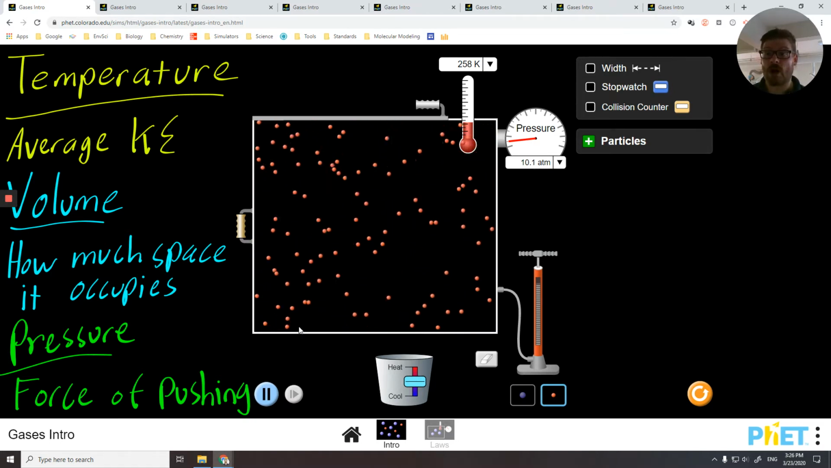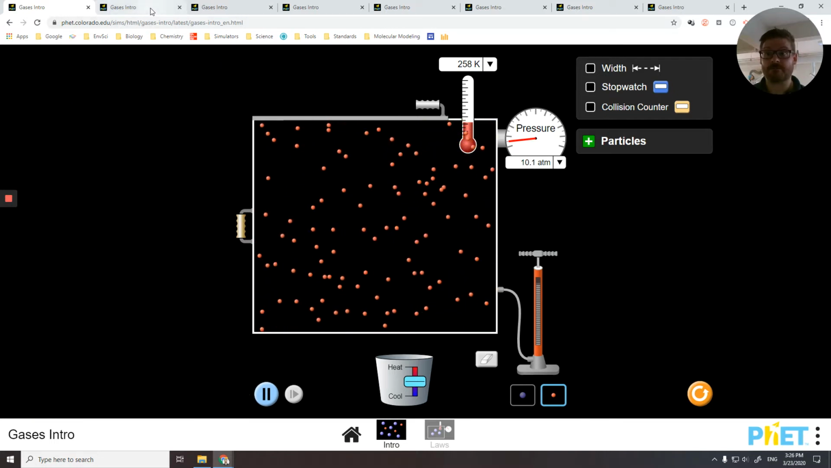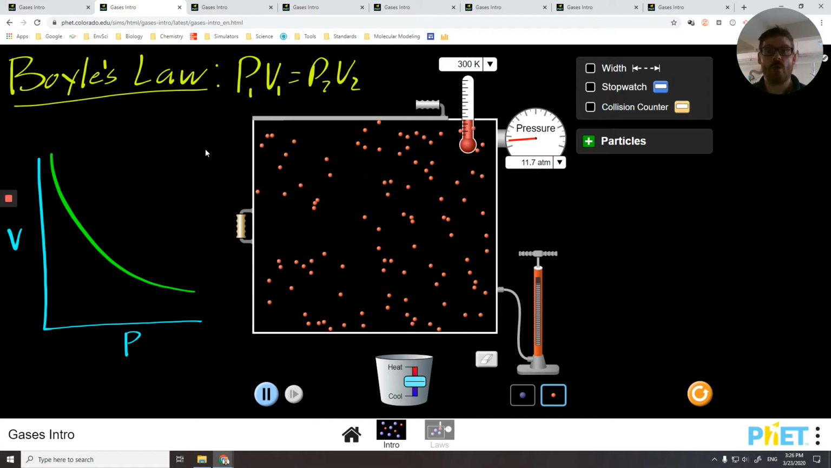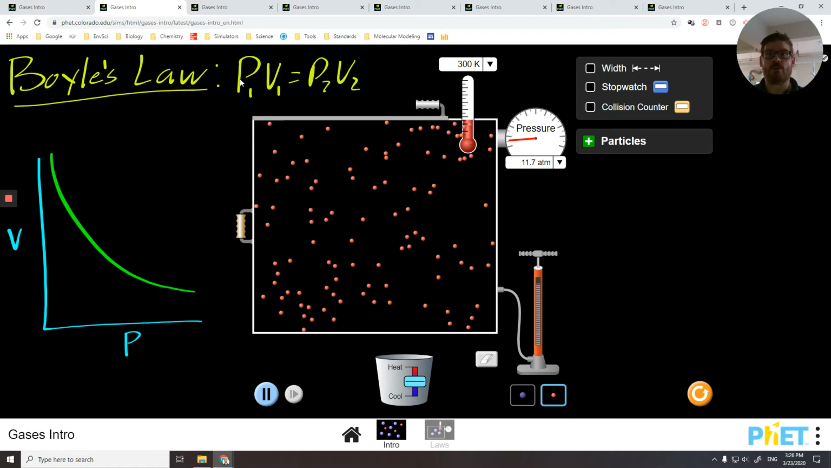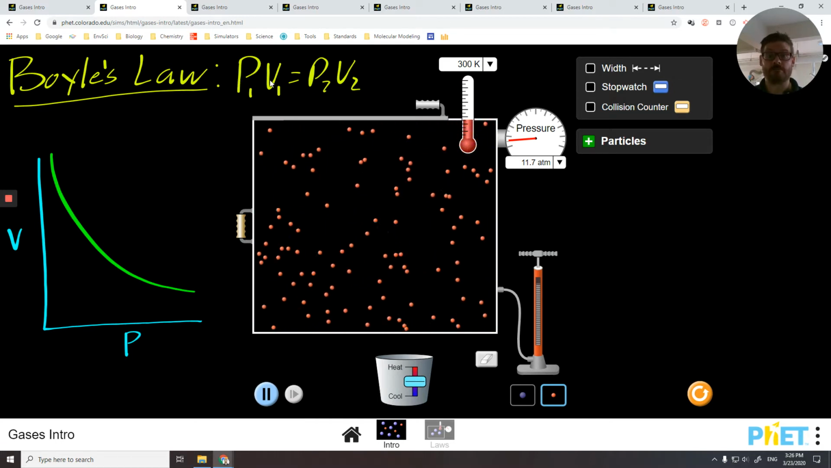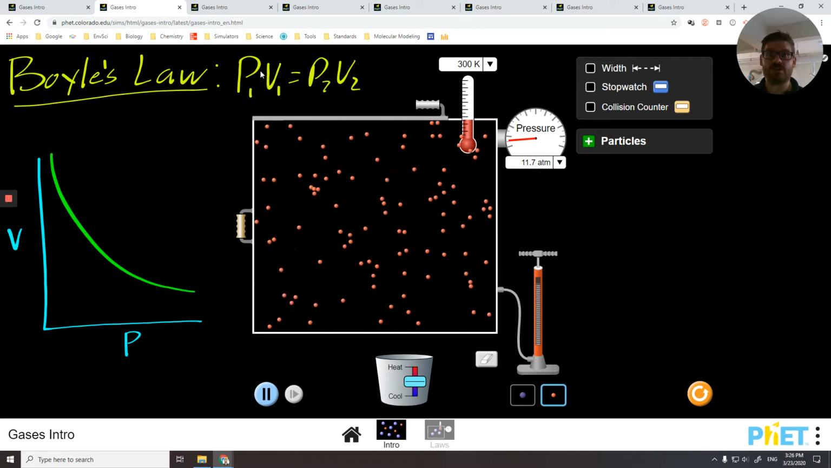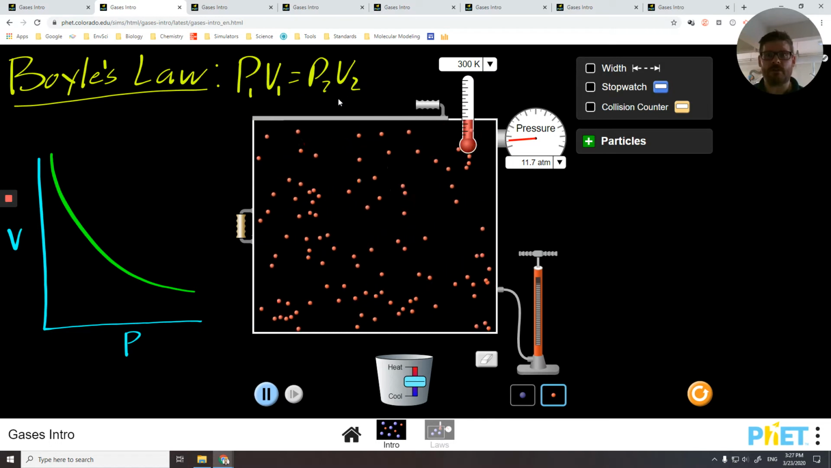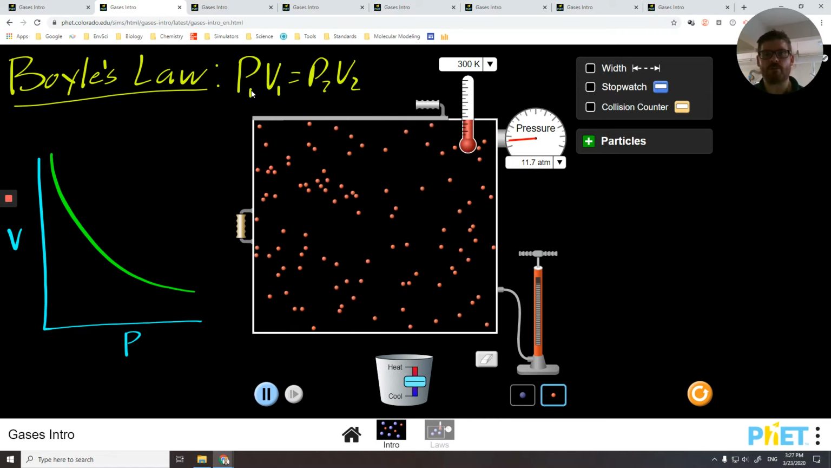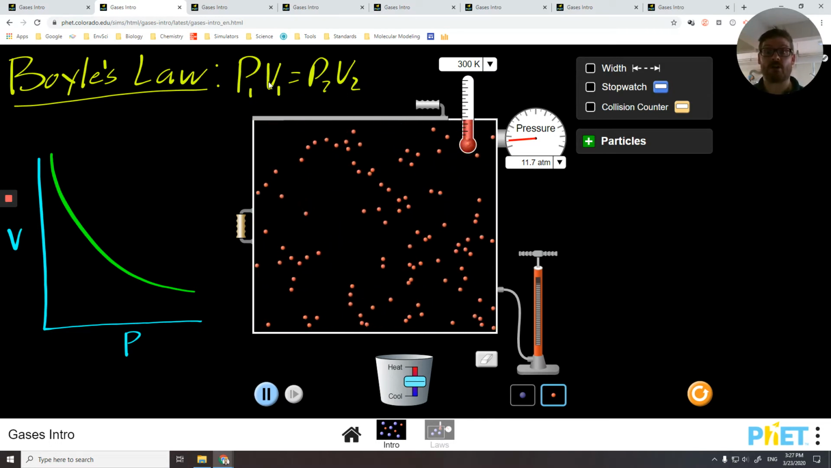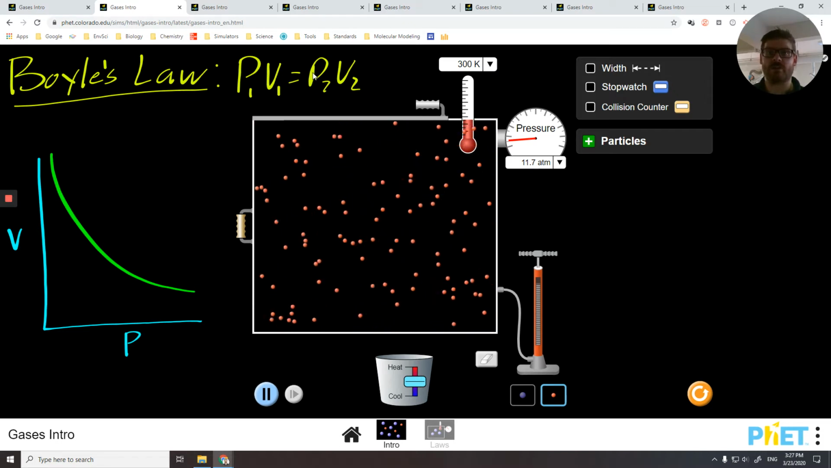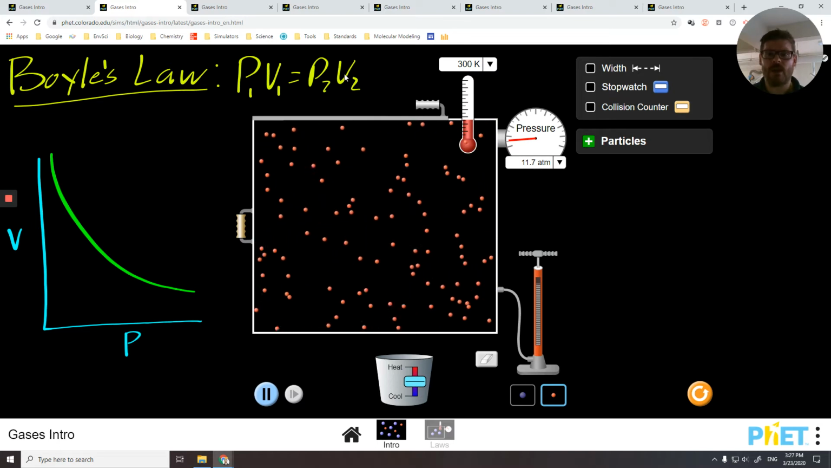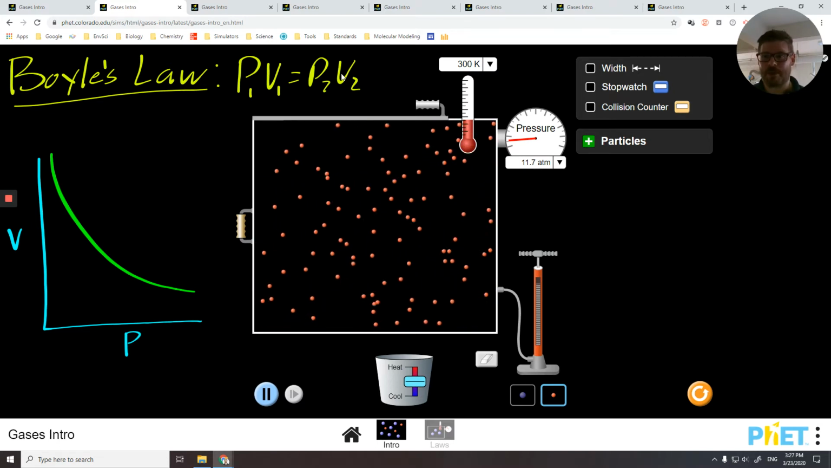Okay, now let's talk about our laws. The first law that we're going to talk about is Boyle's law. Boyle's law is going to relate pressure and volume to one another. We have the equation P1 V1 equals P2 V2. So the starting pressure times the starting volume is going to be equal to the final pressure times the final volume. We'll work it out in an example in just a minute.